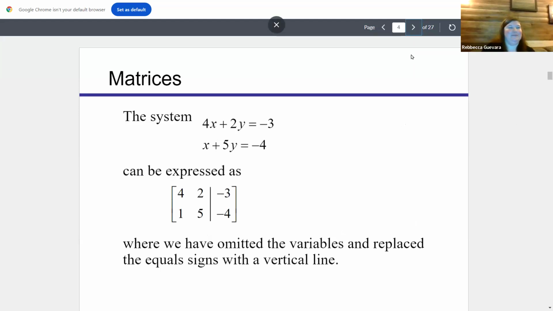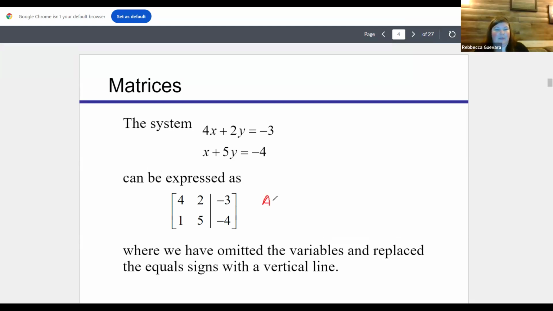Let's say my system of equations was 4x plus 2y equals -3, and then we have x plus 5y equals -4. The way we express it is like this. This is actually what we call an augmented matrix.